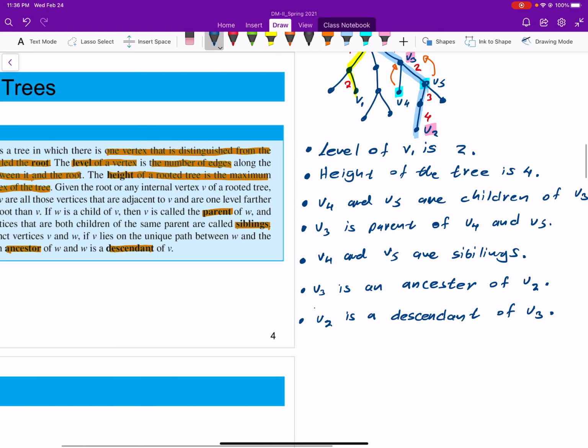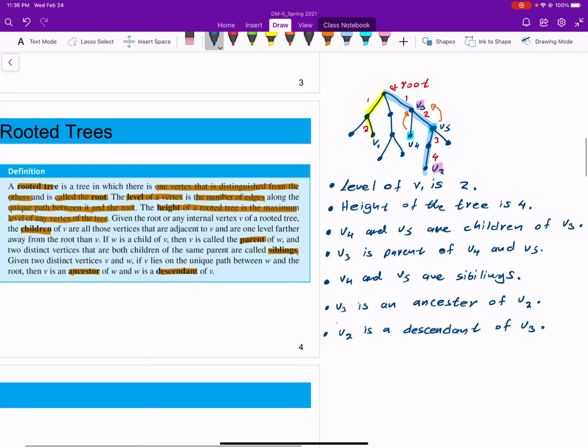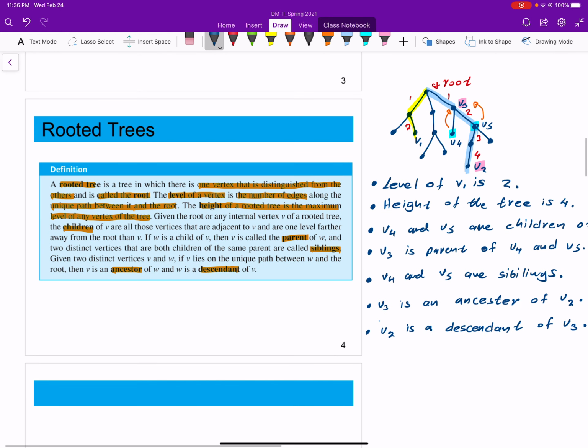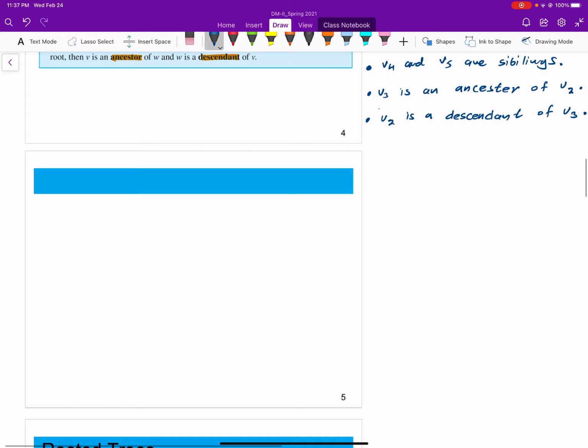All right. So now you know everything about parents, children, siblings, descendants, ancestors, height of a tree, and what rooted trees are. So this slide gives all the definitions about rooted trees. Okay, so let's go to the next slide.